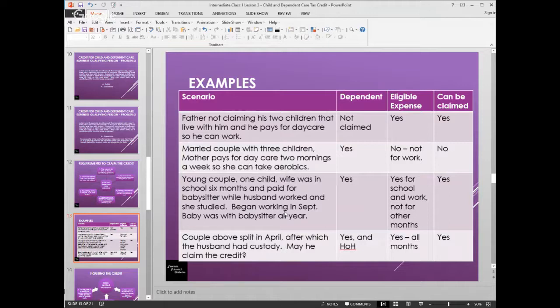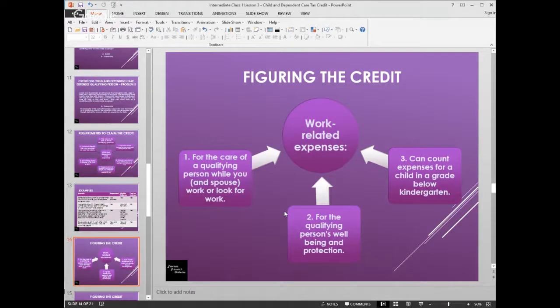The couple above split in April, after which the husband had custody. Can he claim the credit? And the answer here is yes, and he would be head of household, and he would be able to claim the credit for all the months since he was working during that time. And they were split up during the July and August timeframe. So there's some examples so that you can have a better understanding of when the credits can be claimed.